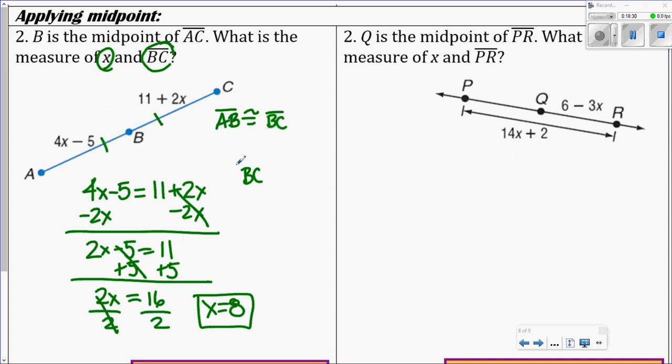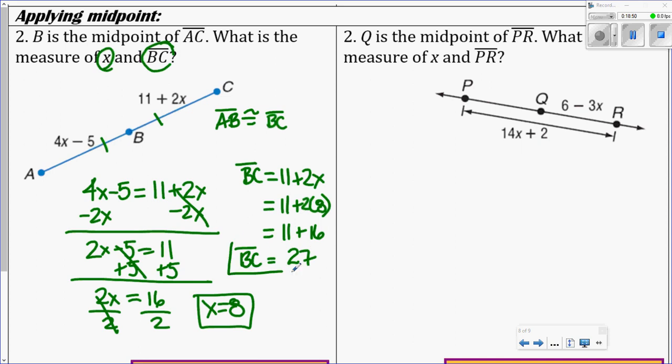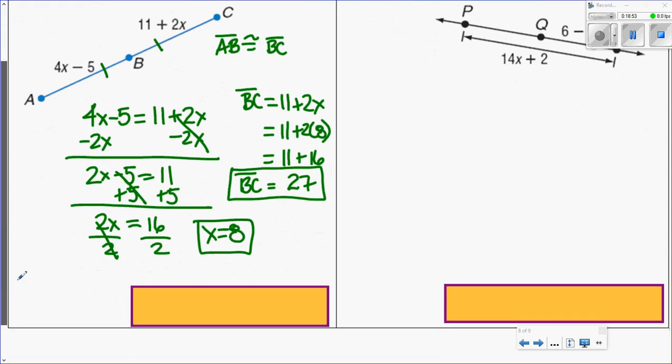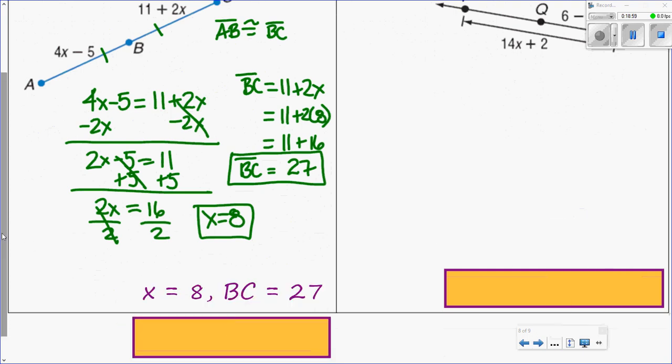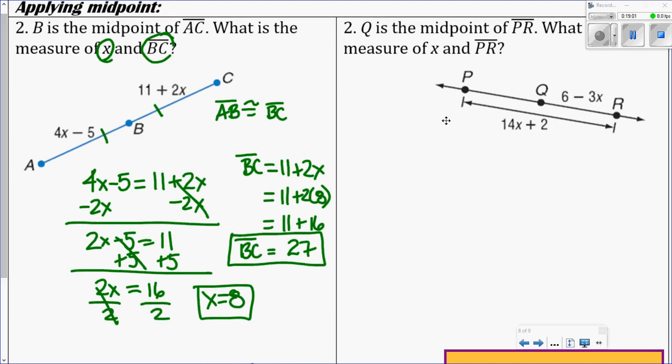So BC is equal to 11 plus 2x. You found x, so you plug it in, substitute, and then simplify, and your segment BC will equal 27. Scroll this down, move that, to unveil the answer, and there you go. So pay attention to how the problem is labeled, what they're asking you, what they told you, what is given, what they're asking you to find, and then you solve.